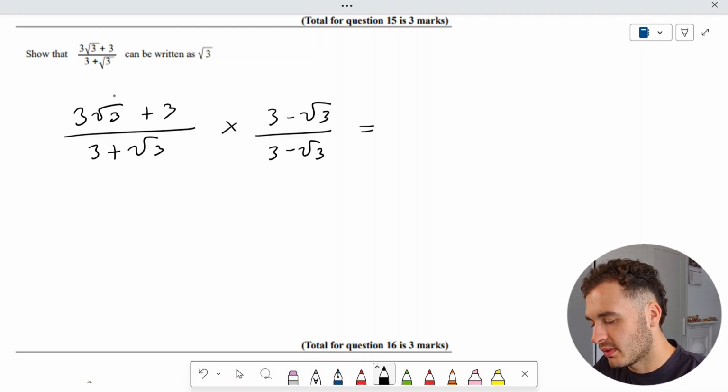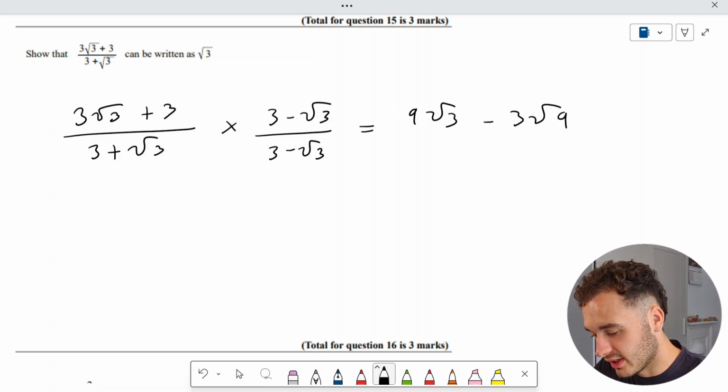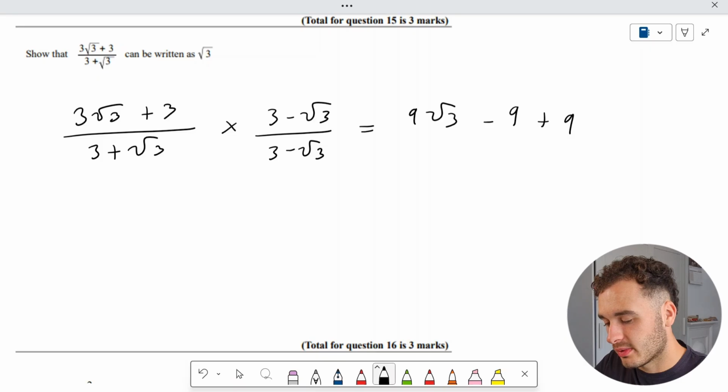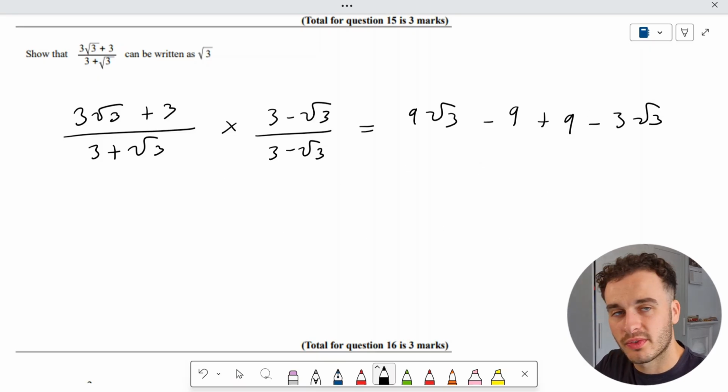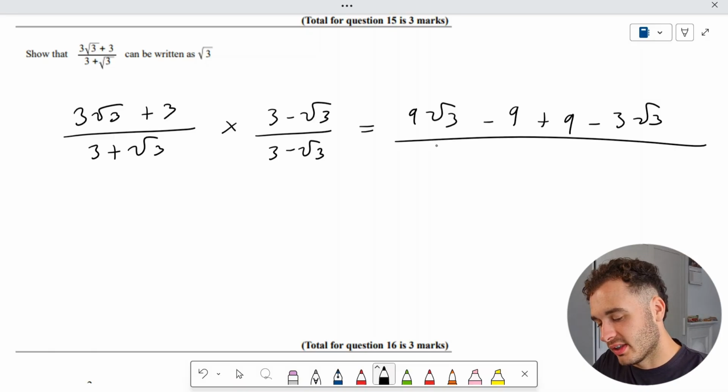So 3 root 3 times 3 is 9 root 3. 3 root 3 times minus root 3 is going to be, well, minus 3 root 9. Root 9 is 3, so it's going to be minus 9. 3 times 3 is 9. And then 3 times minus 3 root 3 is going to be minus 3 root 3. Surds are very difficult. I'm sure you can understand that by now. And then the denominator, 3 times 3 is 9.